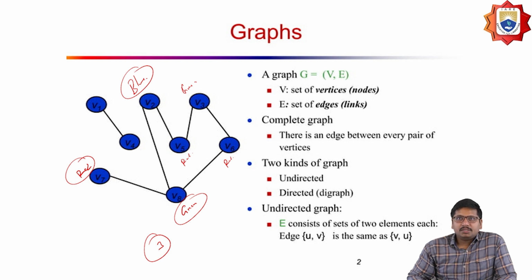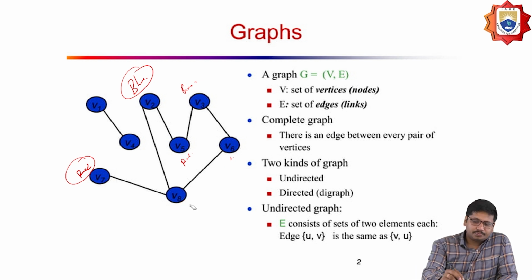Next, what are the basic concepts? A graph is nothing but a collection of vertices and edges. The vertices are also called nodes, and the edges are called links. There are different types of graphs, as I said previously: the undirected graph and the directed graph. What is an undirected graph? The edge consists of a set of two elements such that the edge UV is the same as VU.